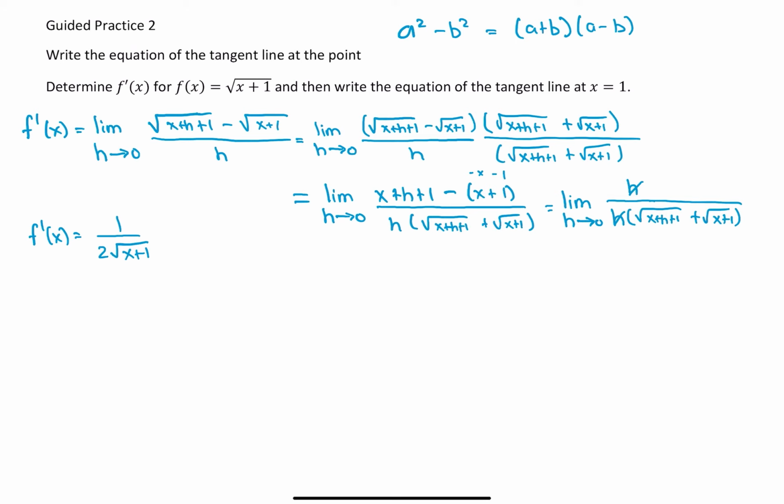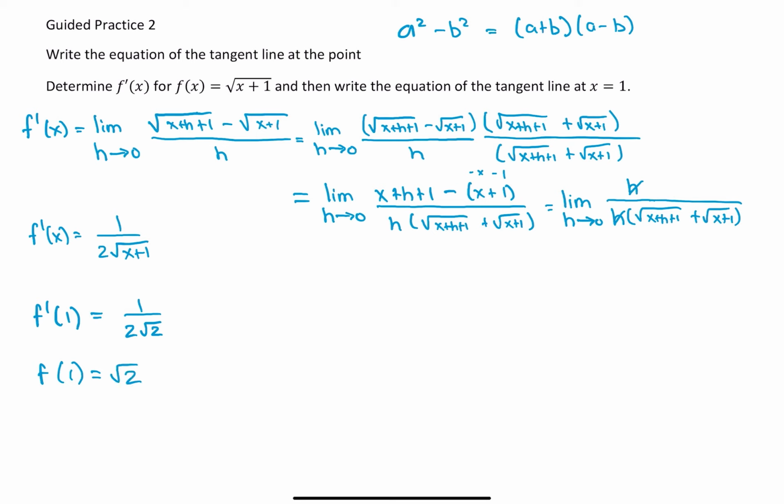So now we want the equation of the tangent line when x equals 1, so we have to calculate f prime of 1. So f prime of 1 is going to be 1 over 2 square root 2. We're just going to leave that as is. And then if we're going to write the equation of the tangent line, we also need to know what f of 1 is. So f of 1 is just going to be the square root of 2.